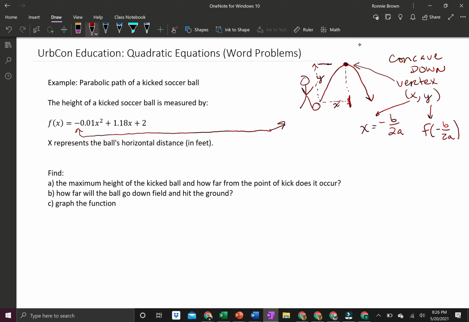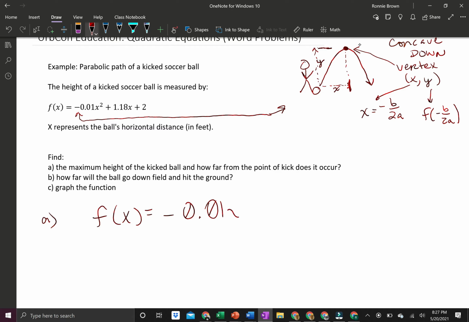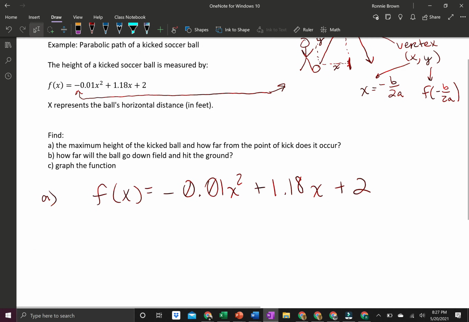As you saw, we have x equals negative b over 2a. We're going to figure out where those a's and b's come from. So first of all, I'll rewrite the function, and it's f of x equals negative 0.01 x squared plus 1.18 x plus 2. To me, this looks like it's a quadratic function that's in standard form, right? Standard form has all of the terms, the square term, the variable term, and the constant term on one side together, which it does. So it's in standard form.